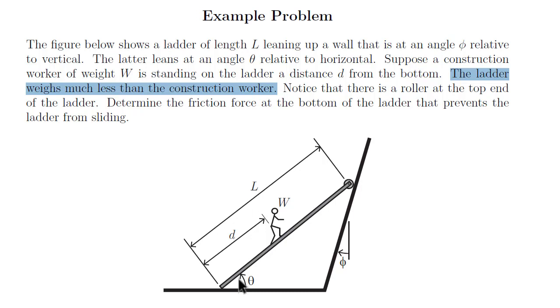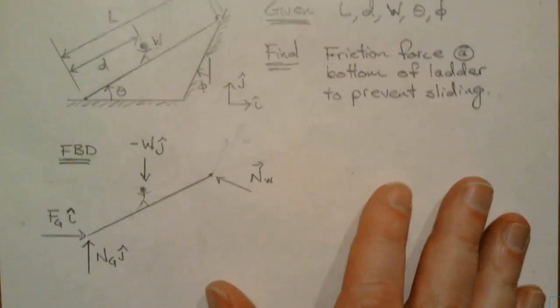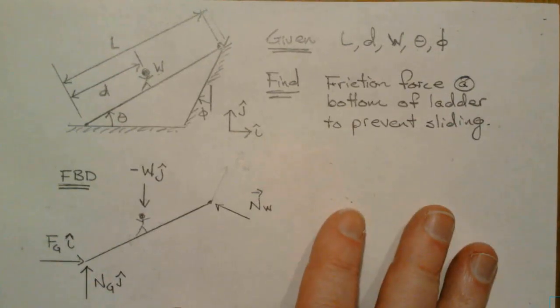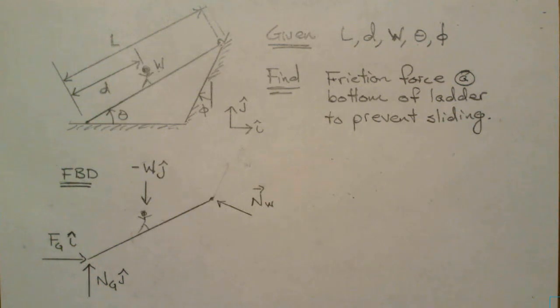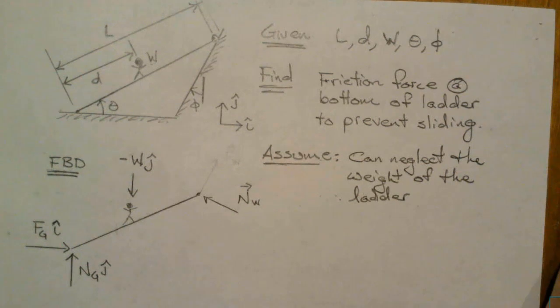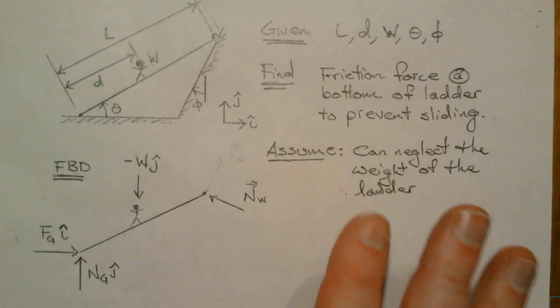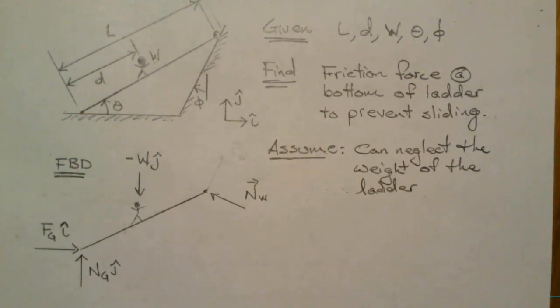Now, when we're working on a problem, we have to state that assumption explicitly. So anytime we're making a non-trivial assumption, and neglecting the weight of the ladder here is not a trivial assumption, we're going to write it explicitly down here. So we're going to assume that we can neglect the weight of the ladder. For this particular problem, if we wanted to put the weight of the ladder in, it wouldn't be too difficult, but in this problem we're not given that weight, so let's not use it. All right, so what's next?